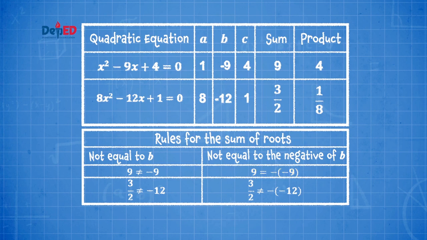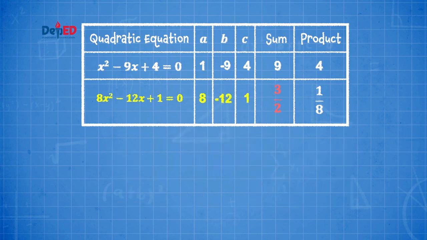But you see that this doesn't apply to the second instance, which is 3 over 2 is not equal to the negative of negative 12. We have to identify the rule that applies to all. Since the sum of the roots of the second equation is a fraction, this could suggest that two coefficients are involved and that one is divided by the other. Let's focus on 3 over 2. This is an improper fraction, which is in simplest form and is positive.